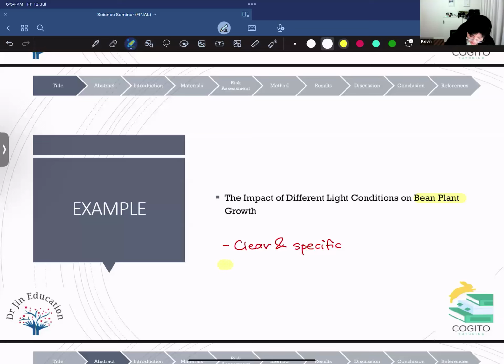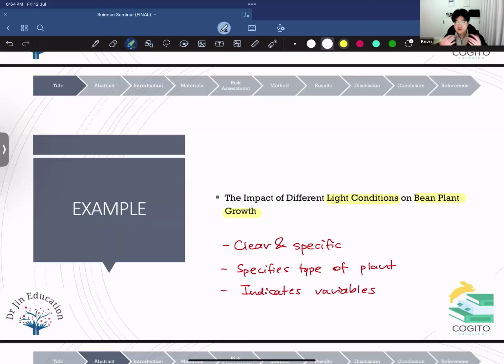So it actually states the plant, it specifies the type of plant, and it also indicates the variables. The variables being, first of all, light conditions, and second of all, the bean plant growth. Those are your variables. So this is actually a good example of a title.